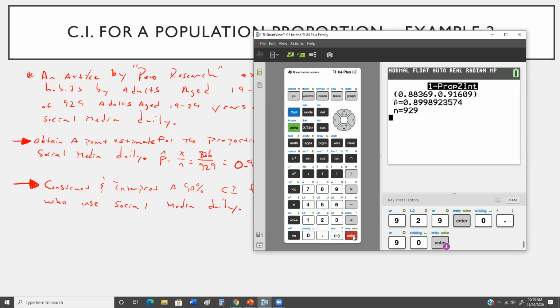How many people got this? Yes, I did. You see this first part right here? That right there is the confidence interval. So easy to do it with the calculator?